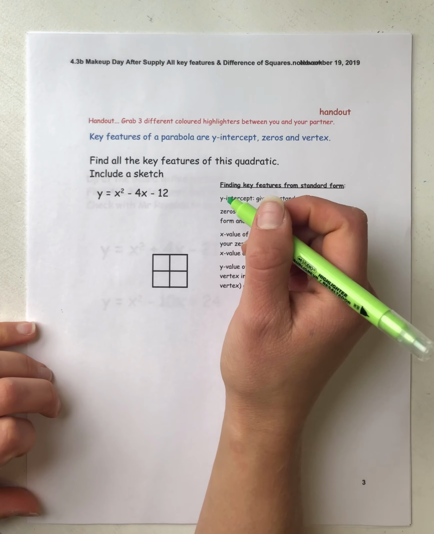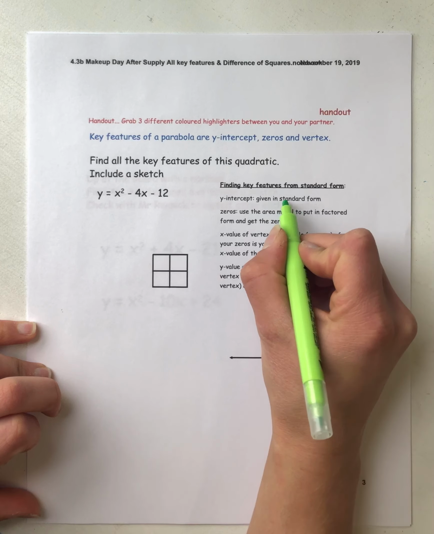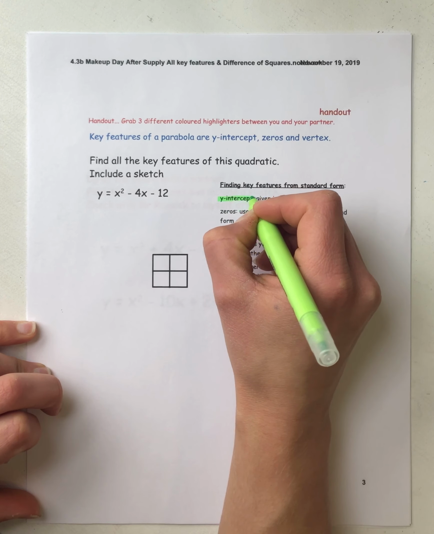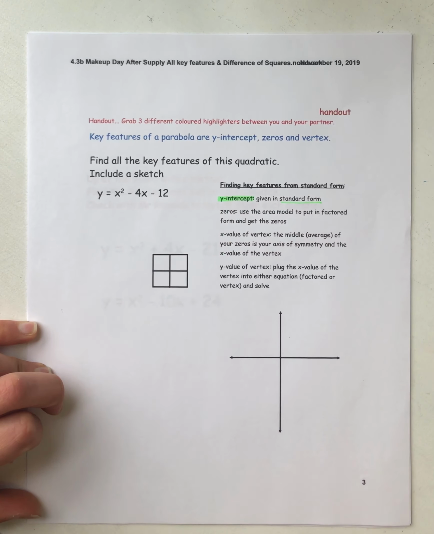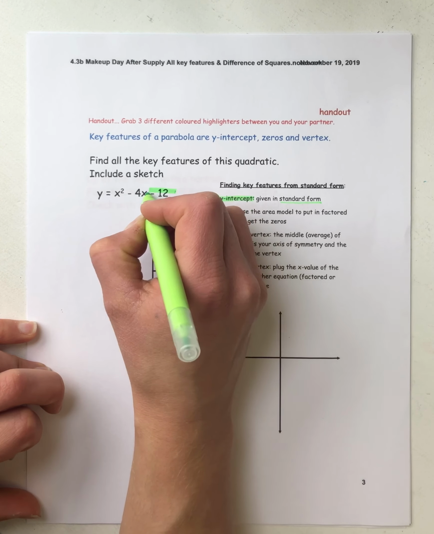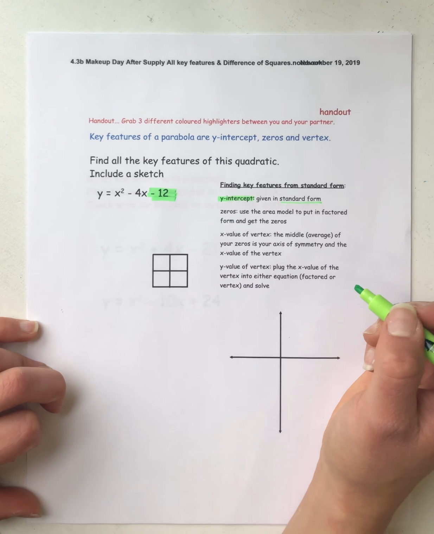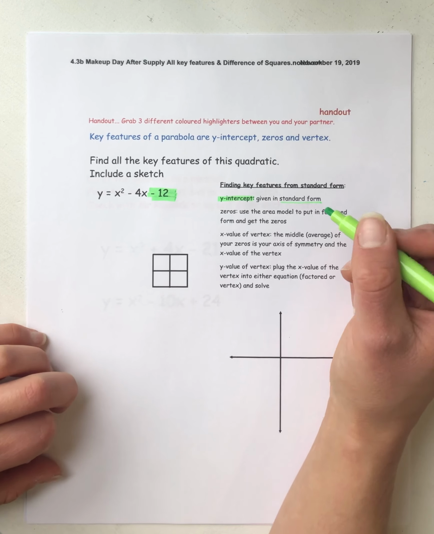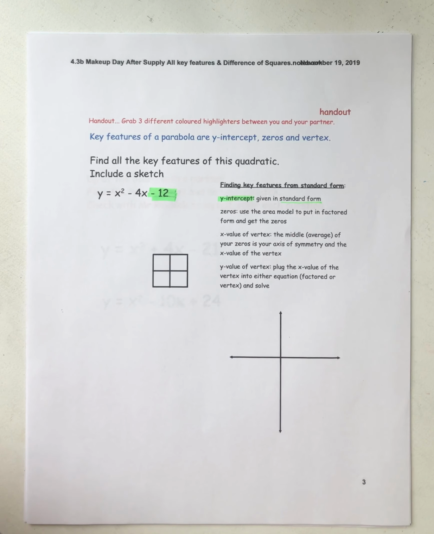So we already know that in standard form, we're given the y-intercept, right? And so it's already in standard form. So we know that this is our y-intercept. Okay, we don't have to do anything else. Now we need to find our zeros.